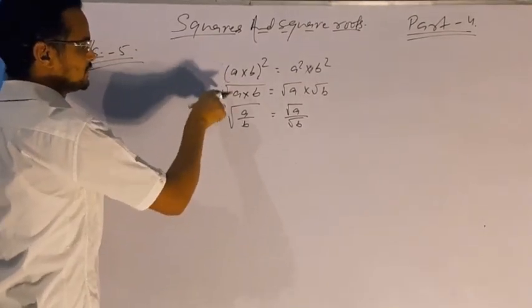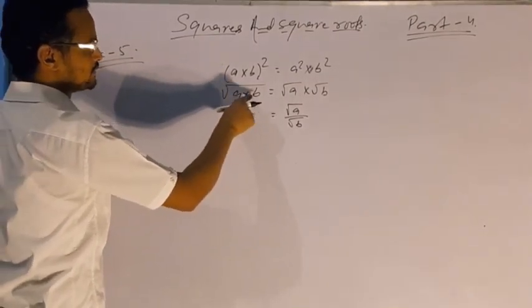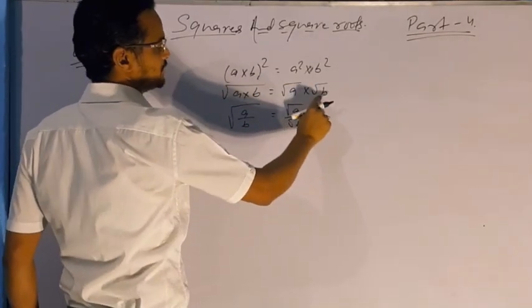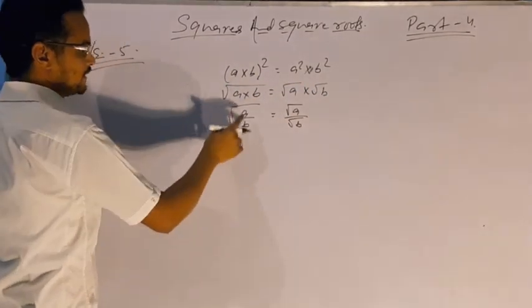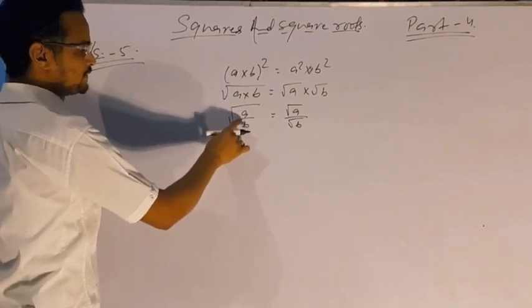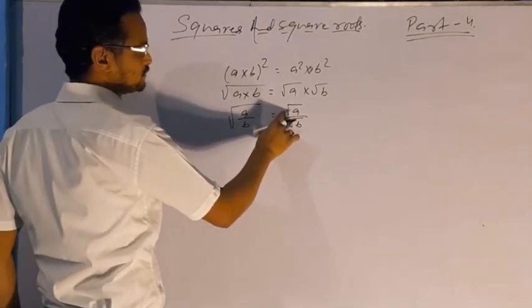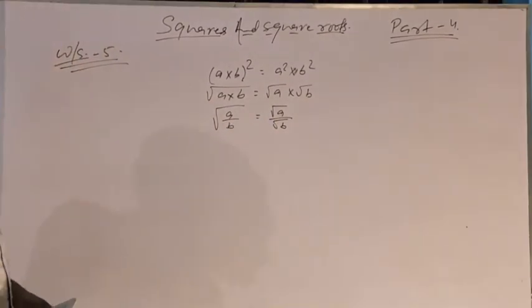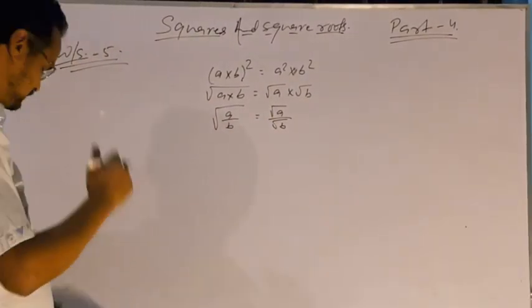That can be written in the form of square root also. Square root of a multiplied by b is equal to root a multiplied by root b. And similarly, in the division form, square root of a divided by b is equal to square root of a divided by square root of b. Now we will discuss some problems one by one.